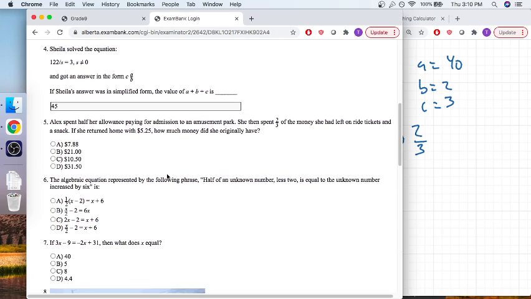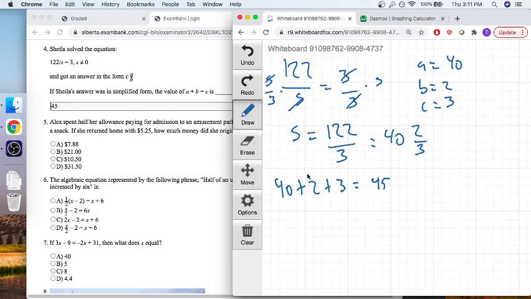Alex spent half her allowance paying for admission to an amusement park. She then spent 2/3 of the money she had left on ride tickets and a snack. If she returned home with $5.25, how much money did she originally have?